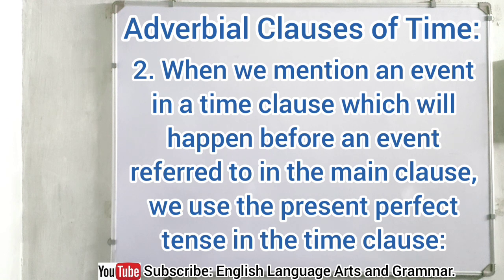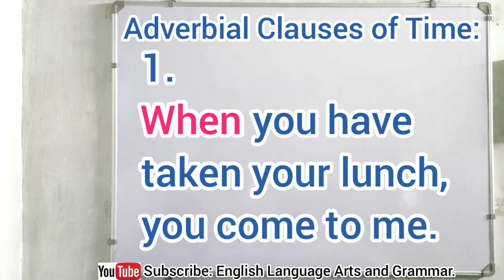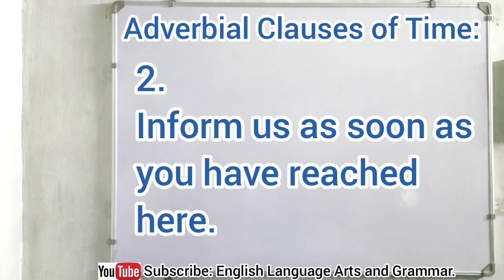When we mention an event in a time clause, which will happen before an event referred to in the main clause, we use the present perfect tense in the time clause. Some examples. Example 1. When you have taken your lunch, you come to me. Example 2. Inform me as soon as you have reached here.